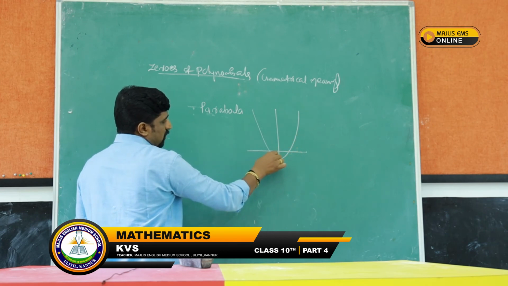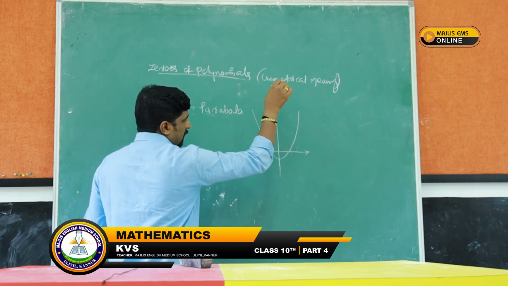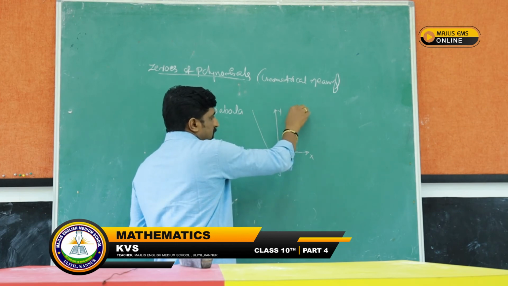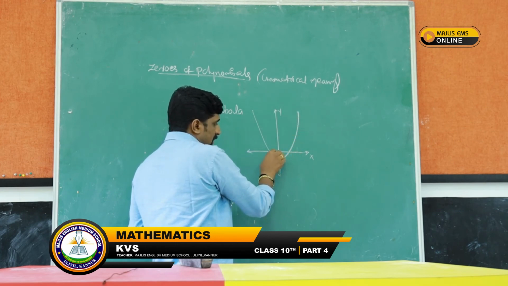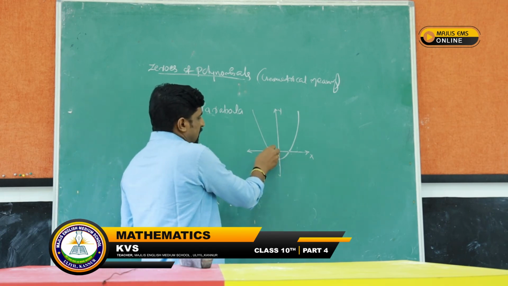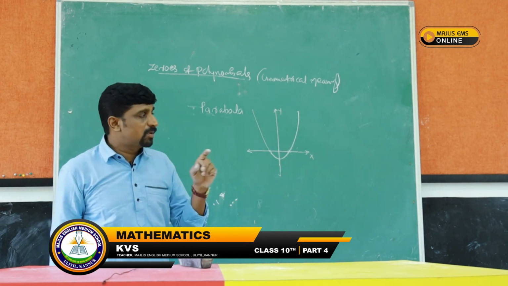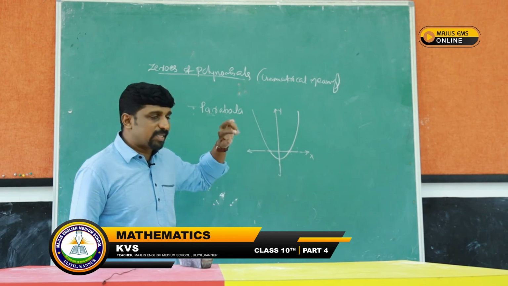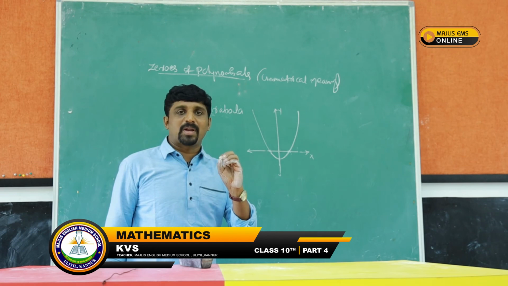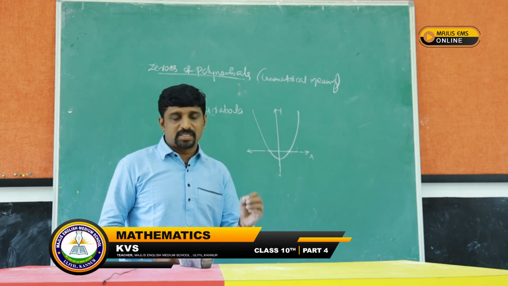The shape is always like this, U-shaped. This is the x-axis and y-axis. This shape is the shape of a parabola. Therefore, it intersects at 2 points, here and here also. Therefore, the parabola intersects the x-axis at 2 points. Therefore, a quadratic polynomial has 2 zeros, because it will intersect at 2 points. That is the number of zeros.